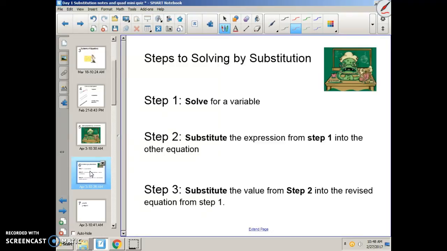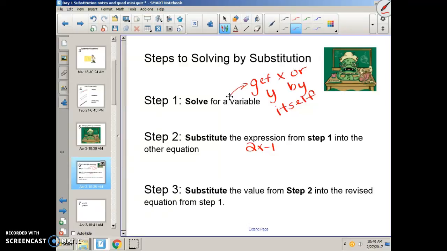First step, when you're solving for a variable, you're really trying to get it by itself. Get x or y by itself. That's really what solve for a variable means, just like in normal algebra. Second, substitute the expression from step 1. So once you have y equals 2x minus 1, you're going to replace using that expression. Expression means more than one term. It's not just the number 3. It's 2x minus 1 or x squared minus 7, some kind of expression.